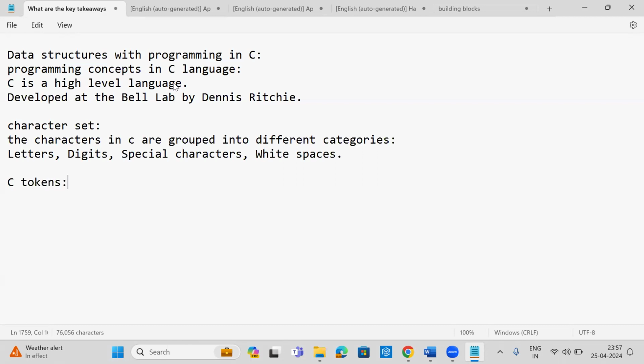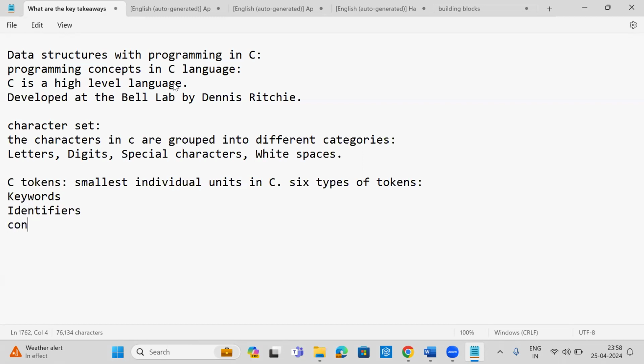Now we'll discuss C tokens. Tokens are the smallest individual units in C. There are 6 types of tokens: keywords, identifiers, constants, operators, strings, and special symbols. All these are tokens, which you can also call the building blocks of the C programming language. Not only C, these are in common the building blocks of almost every programming language.